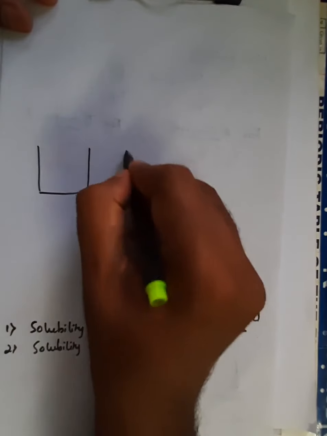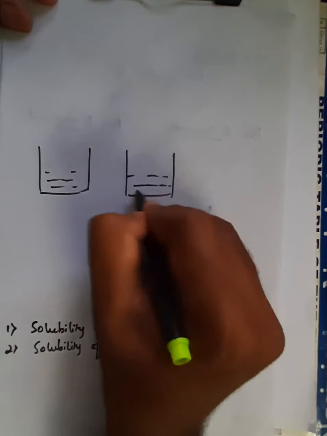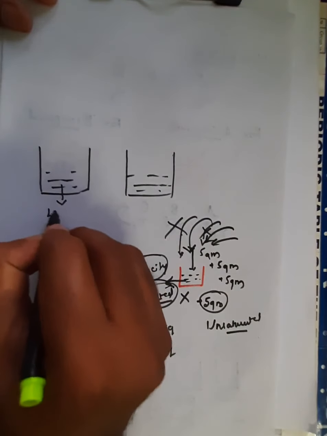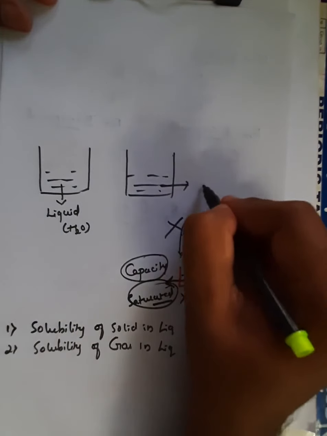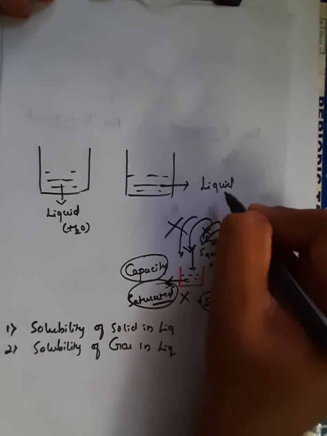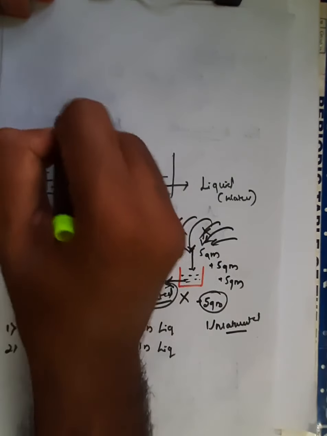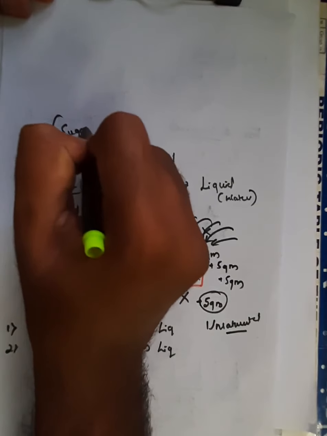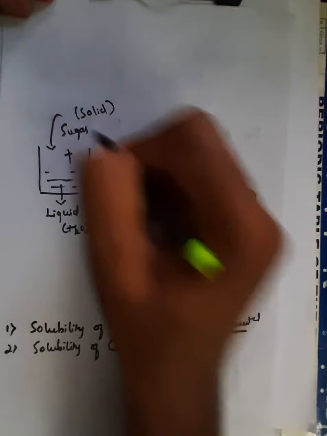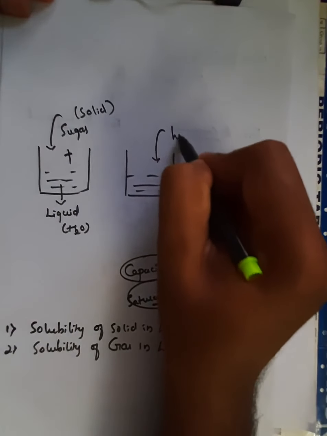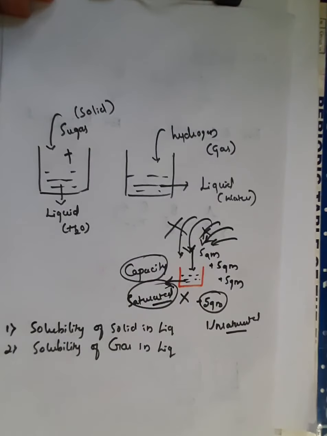So here I can show the representation. If I take two components here, in both cases it is liquid, right? Assume that it is a water molecule, H2O, and here it is also the same, water molecule. Here if I add sugar, that is sugar plus water. Sugar is a solid component, and if I add hydrogen gas, hydrogen is a gas. So these are two types.